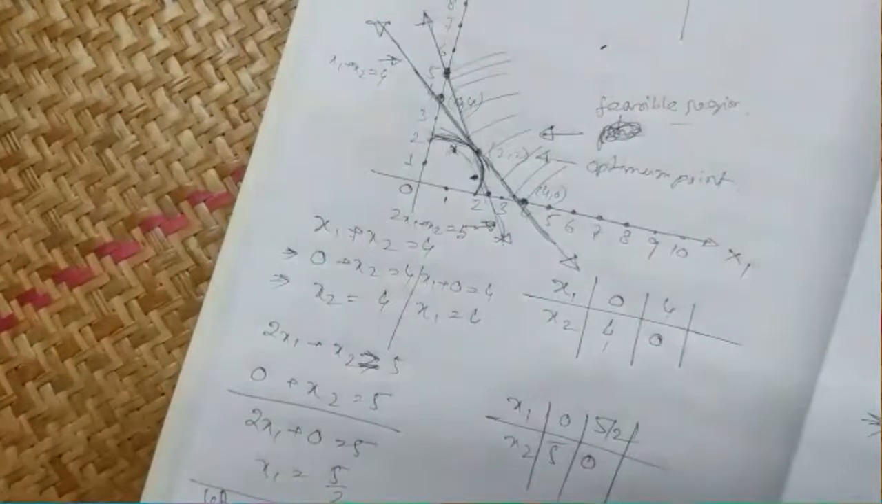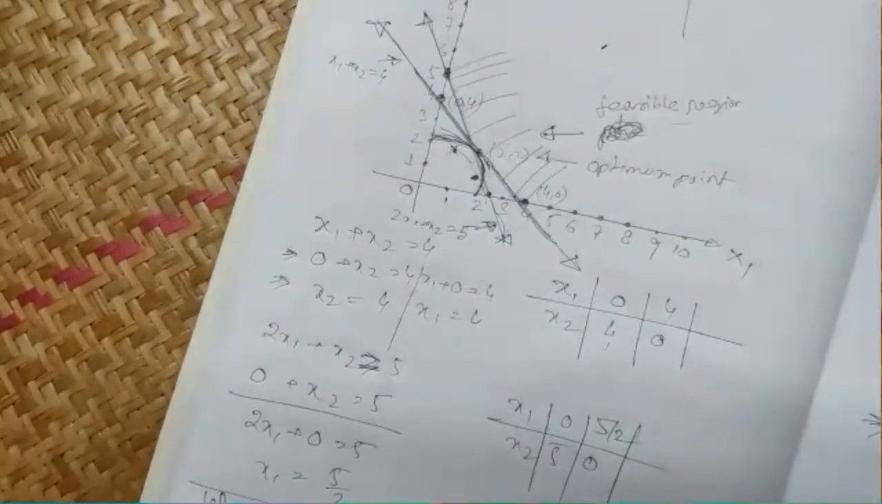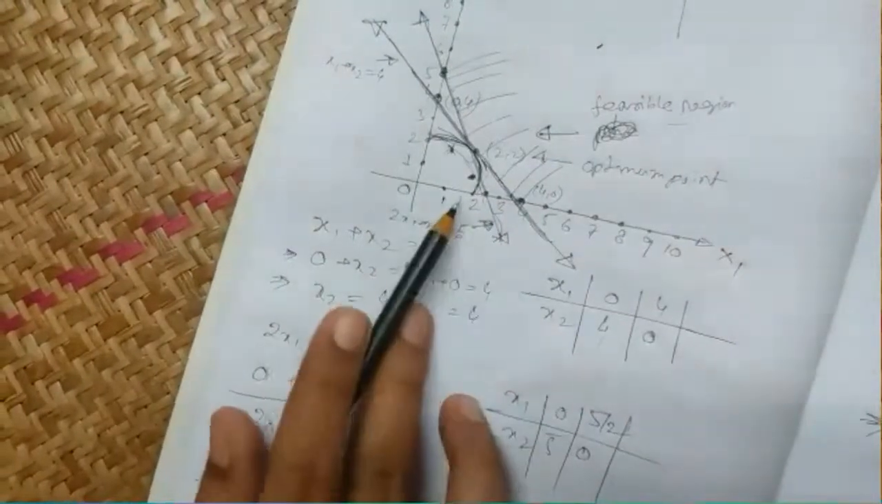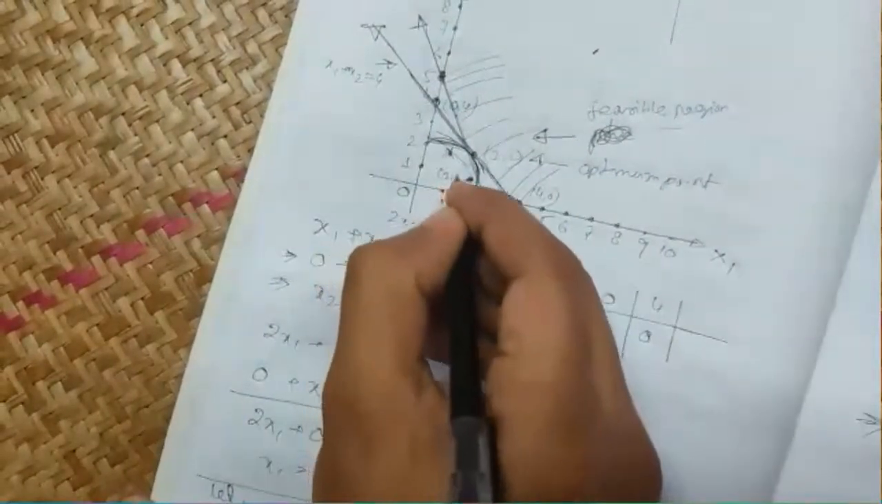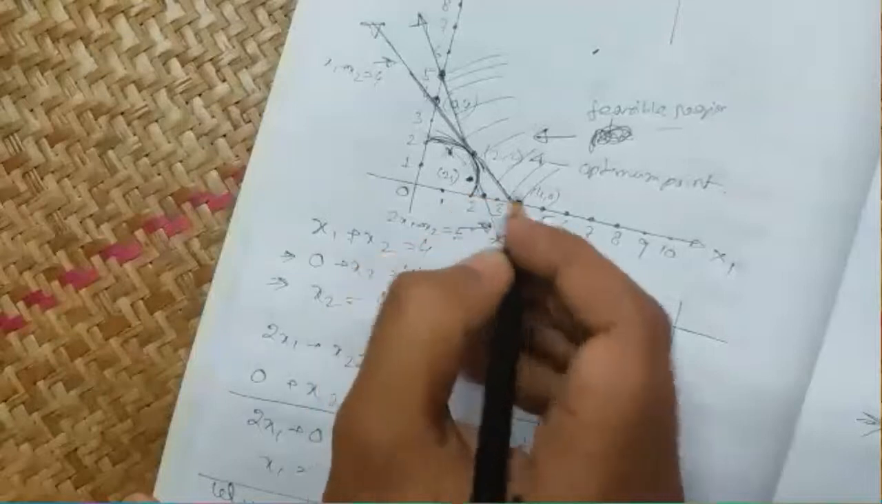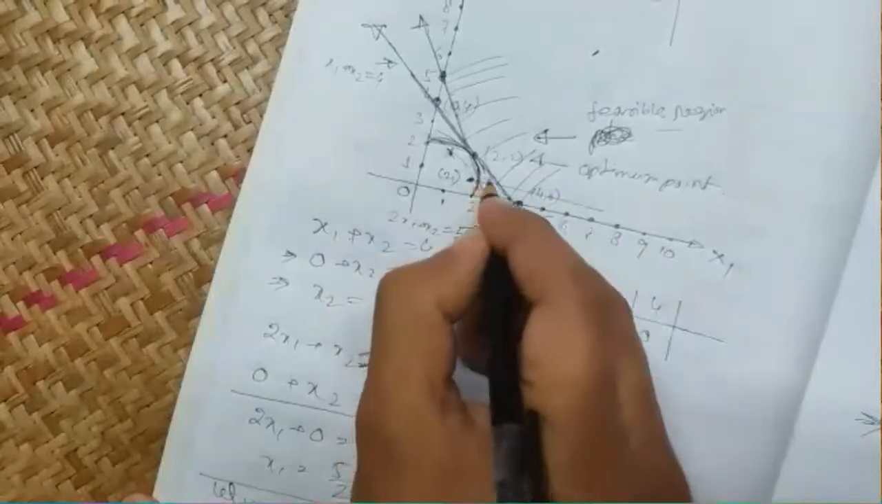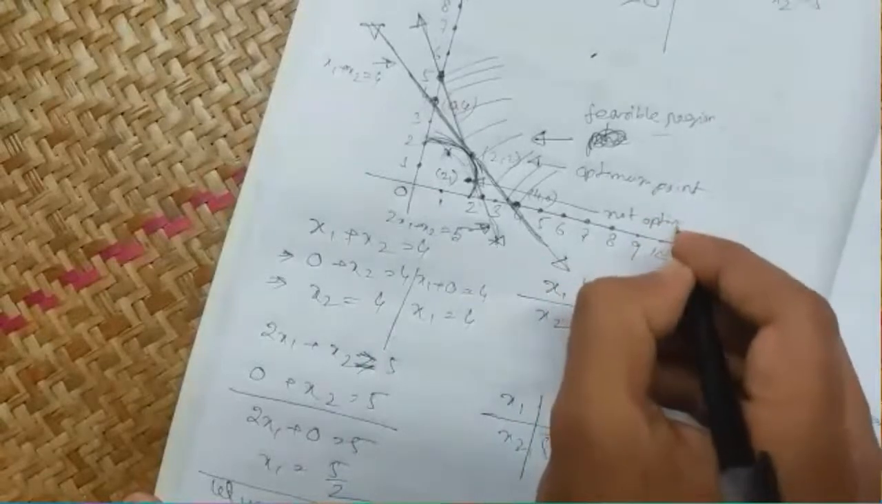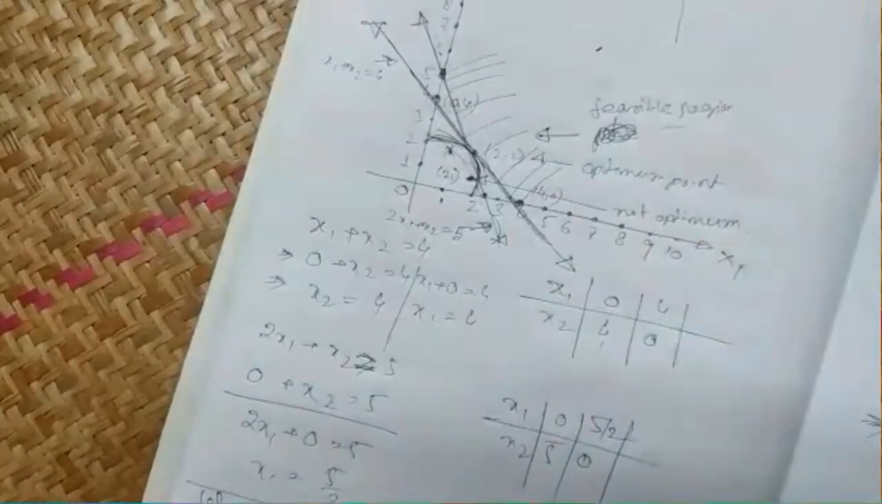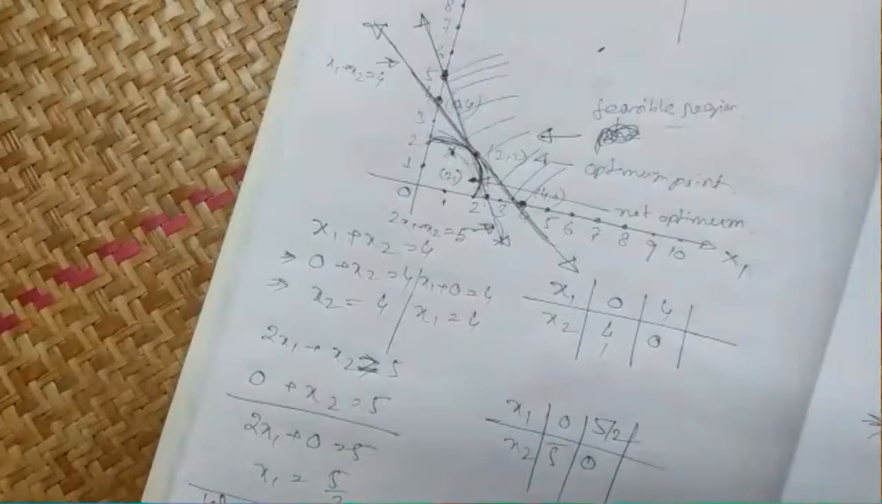So if you draw it with proper dimension, you will find it. In my rough dimension also it is clear that this is 2.1 and this is not optimum, because this is not in the feasible region.